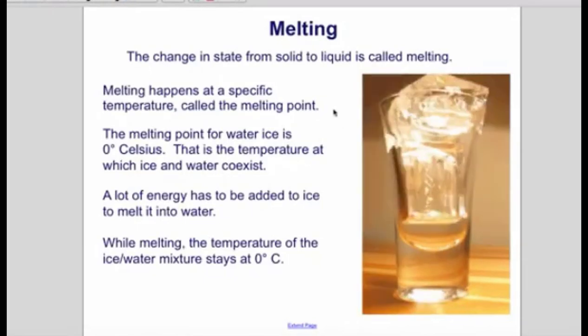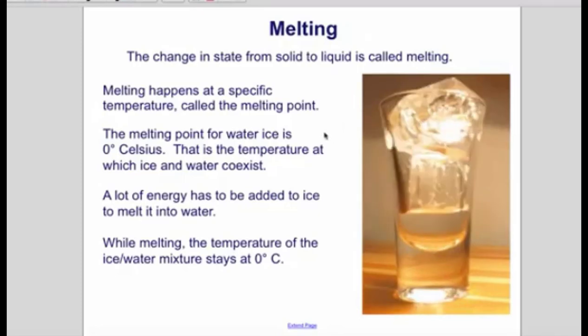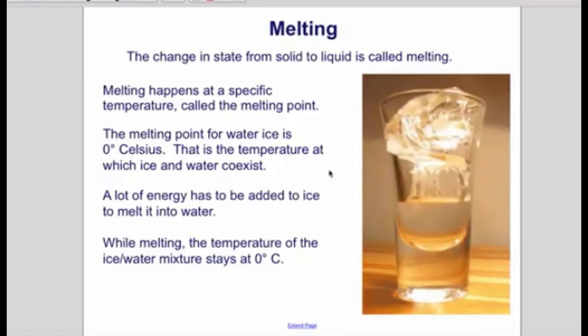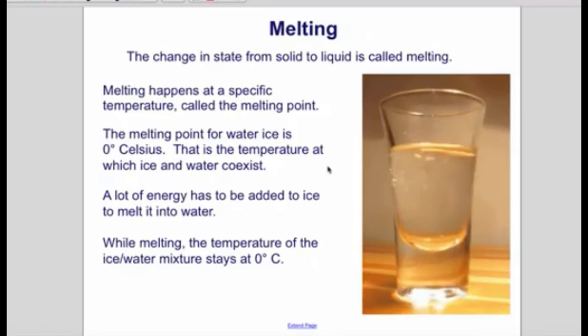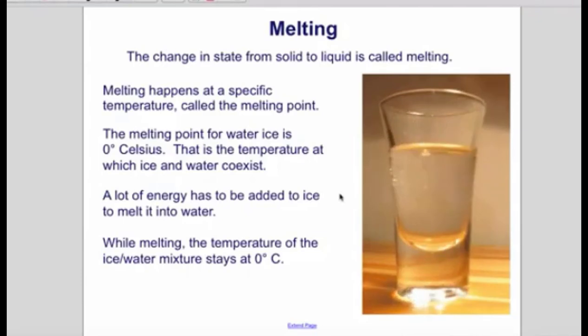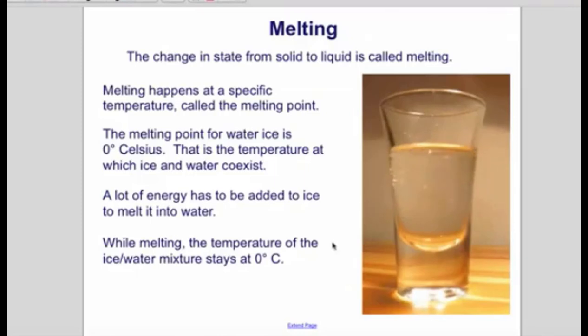The change in state from solid to liquid is called melting. Melting happens at a specific temperature called the melting point. The melting point for water ice is 0 degrees Celsius. That is the temperature at which ice and water coexist. A lot of energy has to be added to ice to melt it into water. While melting, the temperature of the ice-water mixture stays at 0 degrees Celsius.